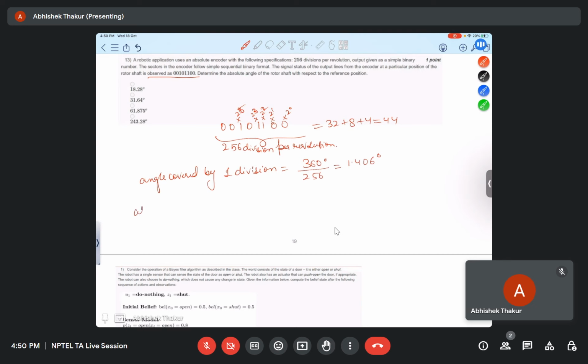So the absolute angle of the rotor shaft is equal to, this is 44, so the value multiplied by the angle covered by one division, so 1.406 degree. The answer will be 61.864 degree. So the option C is the correct option for this question.